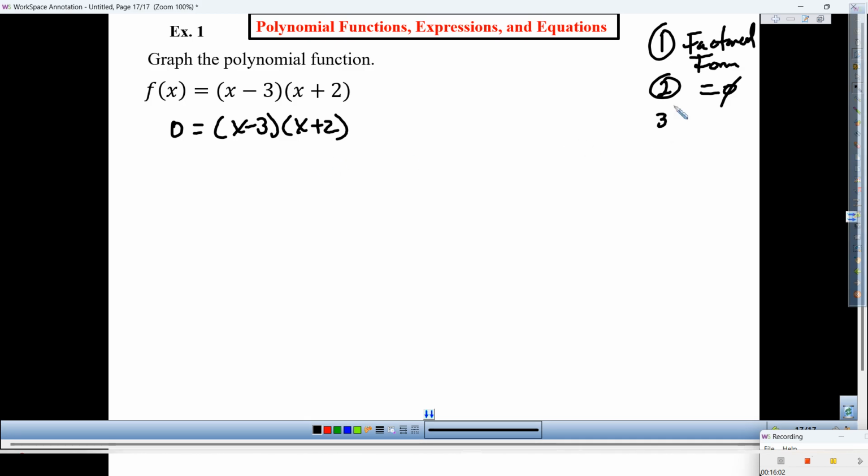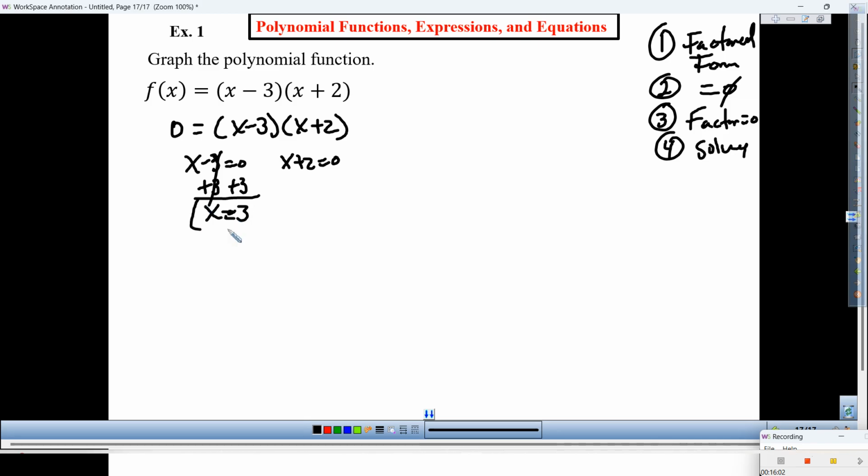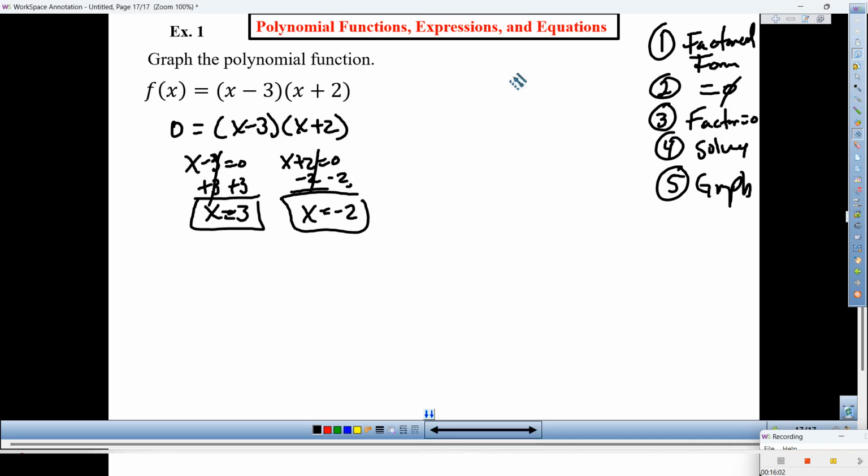Step 3, set each factor equal to 0. So x minus 3 equal to 0, x plus 2 equal to 0. Step 4, solve. Plus 3, plus 3, x equals 3. Minus 2, x equals negative 2. Bless you. And step 5, graph. All right, so get a coordinate plane going. It's going to go pretty fast, so stay with me.